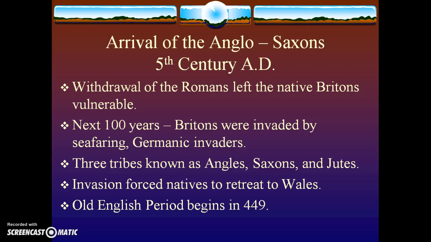So this is when the Anglo Saxons come, the guys that we're focusing on for Beowulf. So between 4th and 5th century AD, they start showing up as the Romans gradually withdraw and leave Britain vulnerable. Over the next 100 years, Britons were invaded by seafaring Germanic invaders, and these tribes were known as the Angles, the Saxons, and the Jutes, just like we talked about before. And this invasion forced a lot of natives who were living on the island to retreat to Wales, because these invasions were violent and very deadly, and people wanted to escape in order to save their lives. And now with all of this, the Old English period begins in 449.